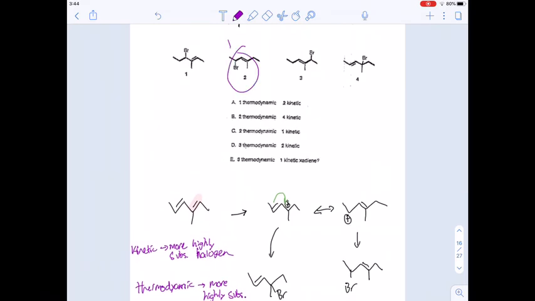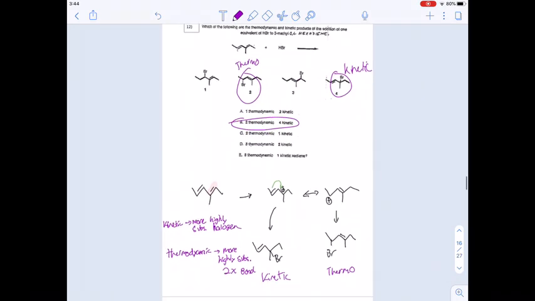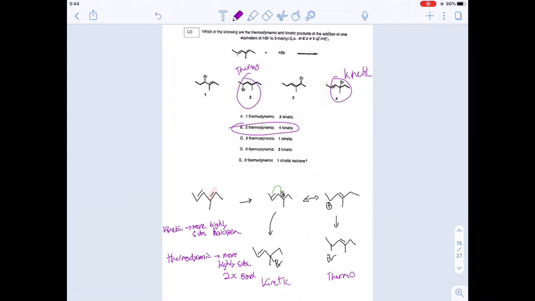So now that we have our kinetic and our thermodynamic drawn out, we can look at the answer choices and see which ones this matches. Our thermo looks like it's going to be number 2. You could see that 1 and 3 also have highly substituted double bonds. The important part is figuring out where the Br is going to go, so you actually do have to draw out the resonance for this one. And then our kinetic is going to be number 4. So our answer is going to be B. 2 is thermodynamic and 4 is kinetic. And that is the answer to number 12.